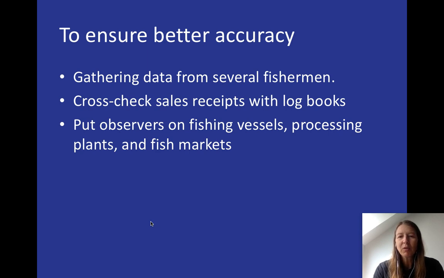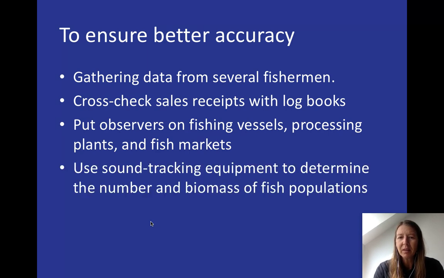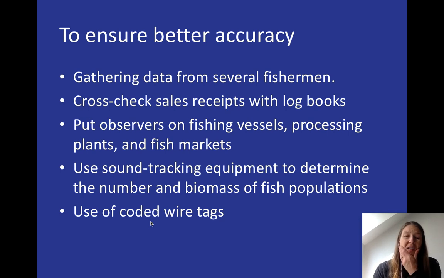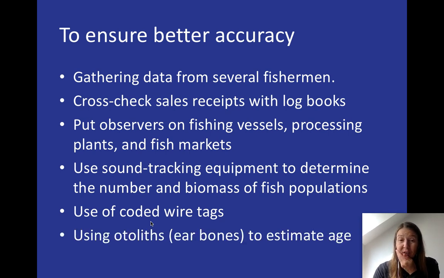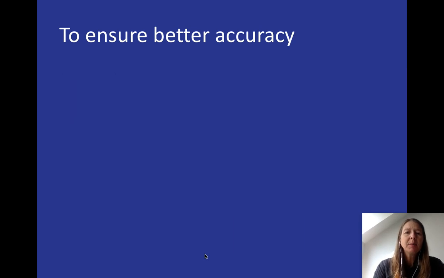There should be observers on fishing vessels and processing plants and fish markets. You can track equipment to determine numbers, like sonar can help give some ideas too. There's things like coded wire tags, so you can track fish a little easier. And they can also estimate the age of fish by coring their ear bones, so you can know the age structure of the population, because a younger population has more potential to get bigger than if it's all just a lot of older fish.